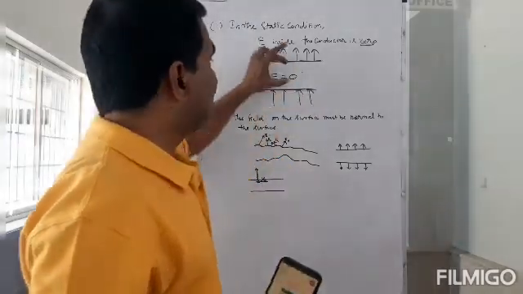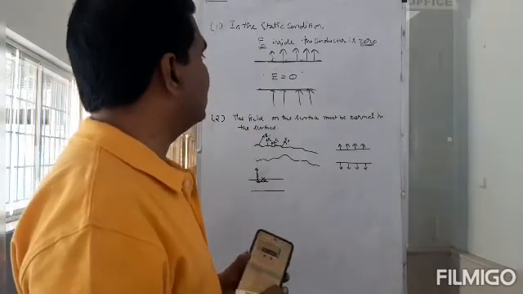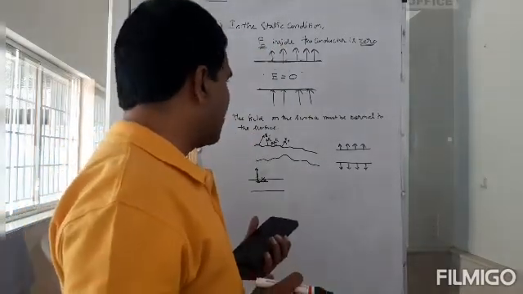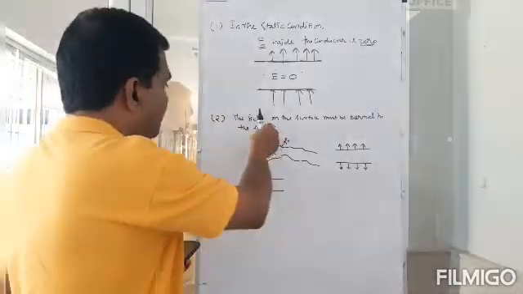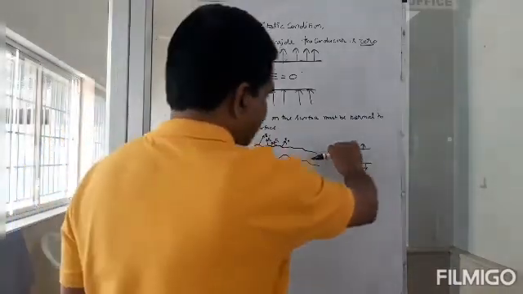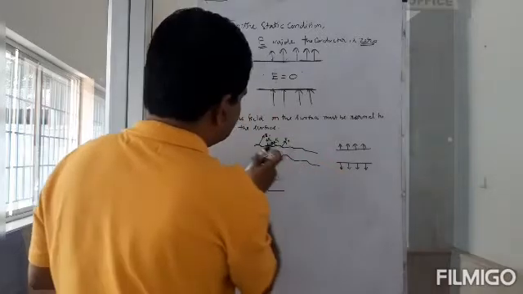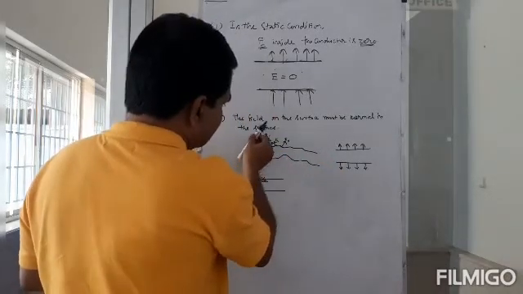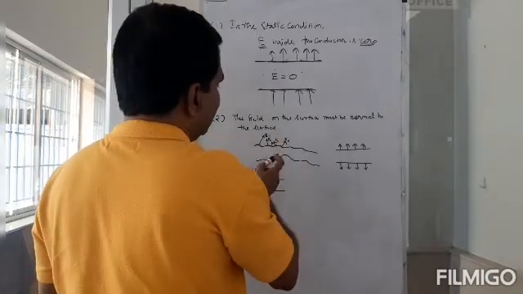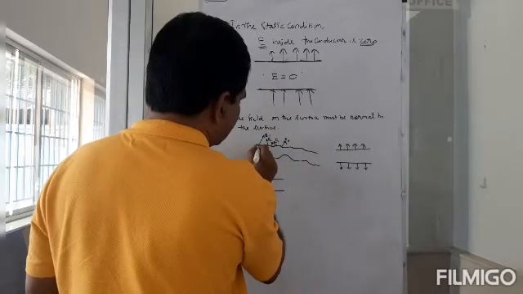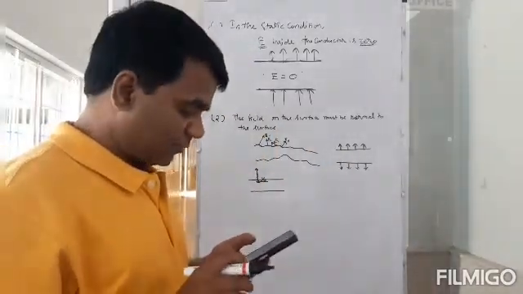The first point is E inside a conductor is 0, and the second point is the field on the surface of the conductor must be perpendicular to the surface. If it is regular like this, then it will be perpendicular at every place. But if it is an irregular conductor, at one point it may be like that, another point may be like that, another point like that. But at every point, it's going to be normal to the surface.